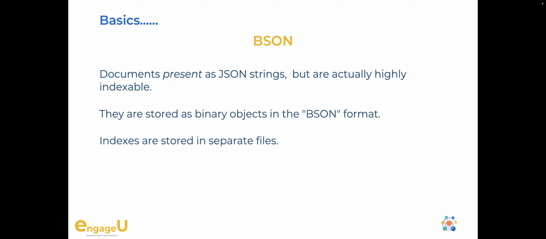BSON or BEAST, I'm going to call it BSON. I don't quite know how you're supposed to pronounce it. Documents present as JSON strings, but are actually highly indexable. They're stored as binary objects in the BSON format, with indexes stored in separate files. So, in fact, to be a little clearer, the JSON you see is just like Plato's shadow on the wall of a cave. The data is stored in a highly structured format, and there's a link at the end to a Wikipedia article about how that format is specified.